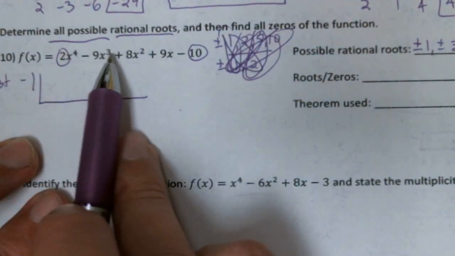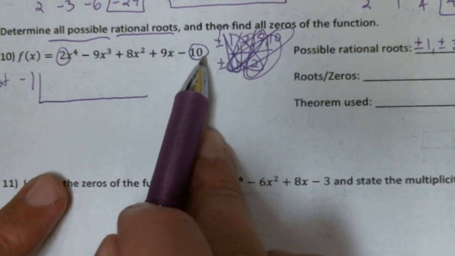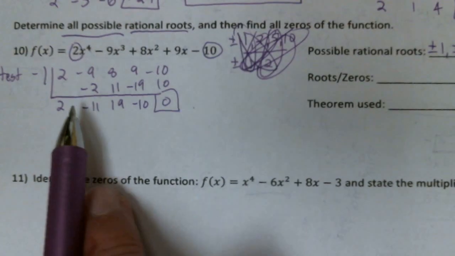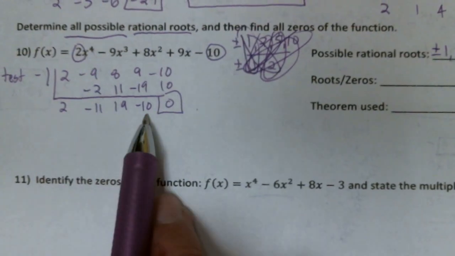Okay, 4, 3, 2, 1, 0. I don't need any placeholders. So 2, -9, 8, 9, and -10. 2, -2, -11, 11, 19, -19, -10, +10, and we get a remainder of 0. Okay, so that's good. All right, but now we've taken our quartic and knocked it down to a cubic.